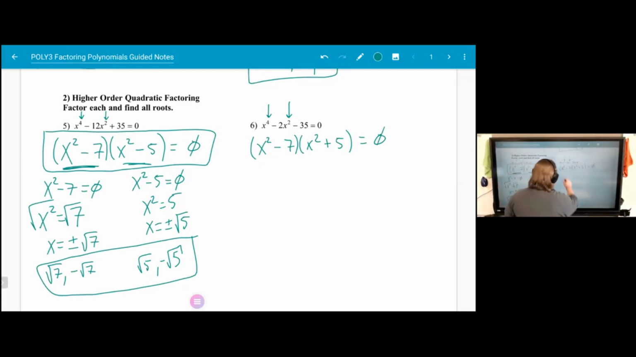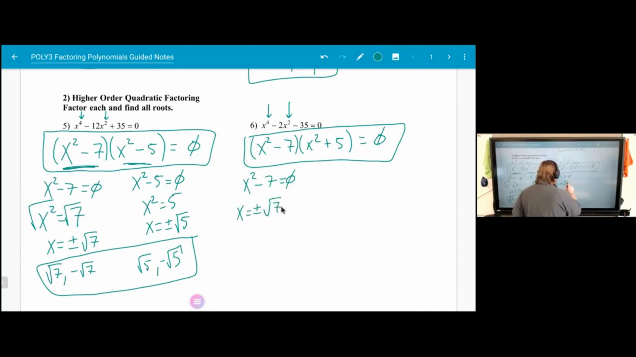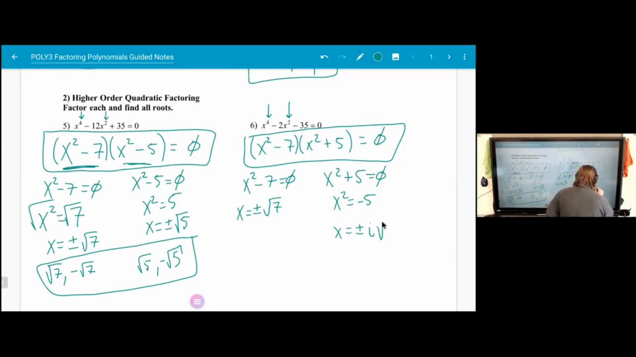That is factored form. Set our first one, x squared minus 7, equal to 0. Well, just like before, it's going to end up being x equals plus or minus square root of 7. That gives us 2 of our roots. We need to find 2 more. We've got x squared plus 5 equals 0. Well, x squared equals negative 5. Oh, I'm going to get some imaginary stuff. If I square root both sides, you get x equals plus or minus i times the square root of 5.